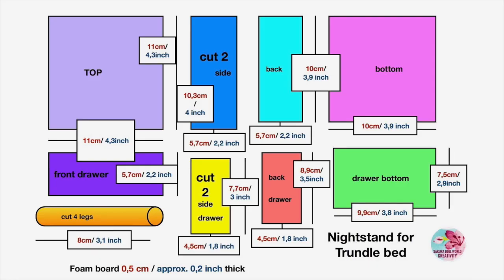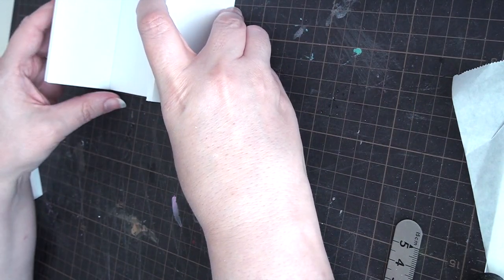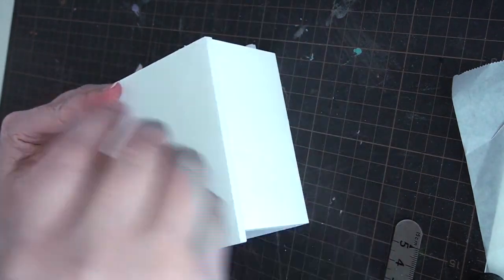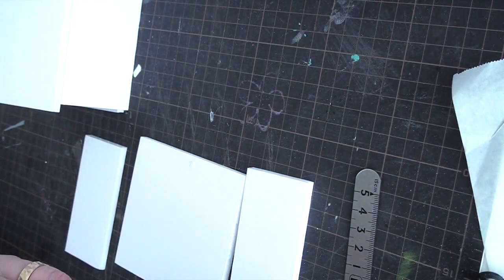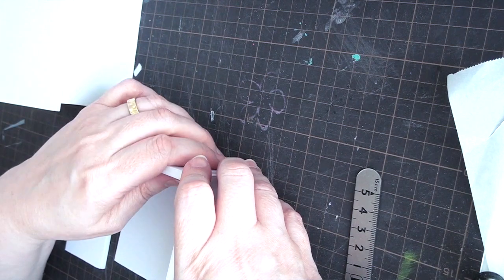Last is a nightstand. Cut out all pieces. Glue the sides under the top piece. Take care that the drawer front is not glued on the nightstand. Now glue the drawer together. Glue the sides on top of the bottom piece.